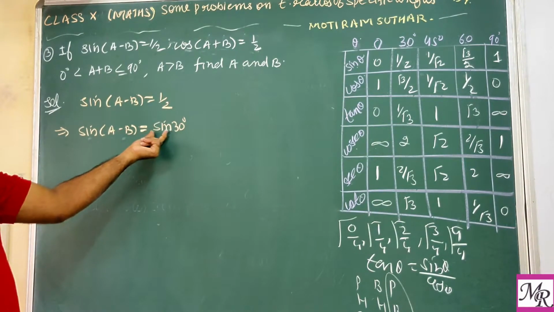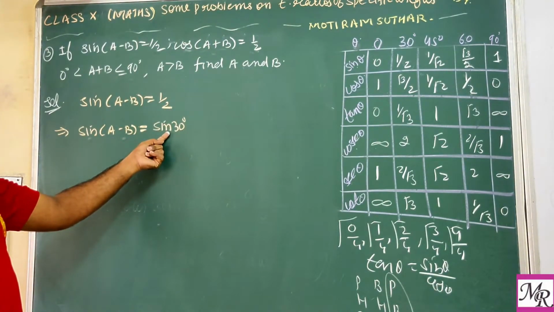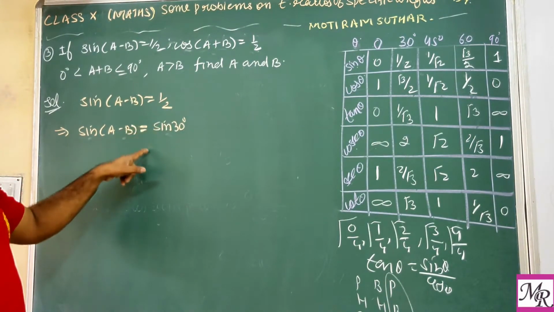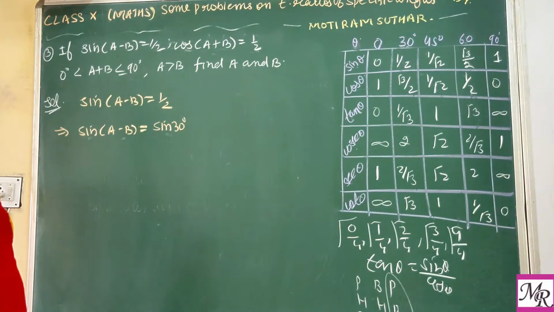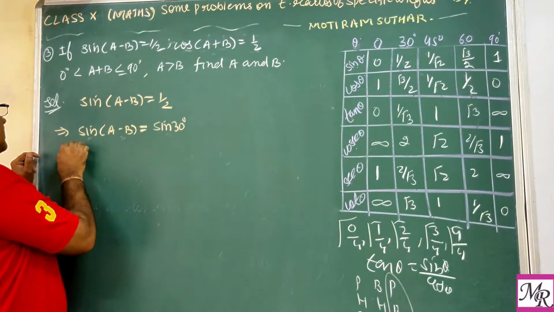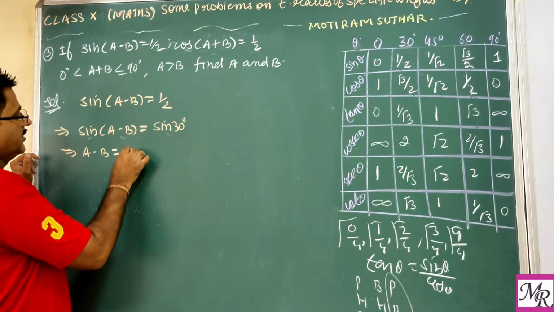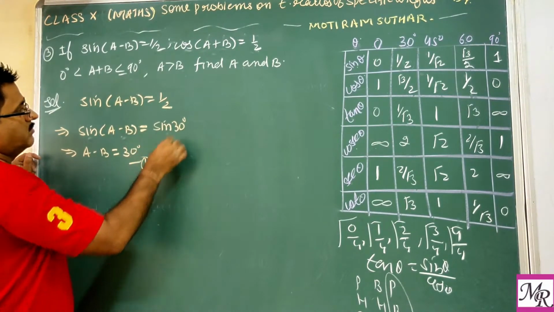So both sides have the same operator. They can be removed. We cannot say cancel, because an operator can never be cancelled, they can be removed from each other. So here A minus B, therefore what do we get? A minus B equal to 30 degree. So this is equation number 1.